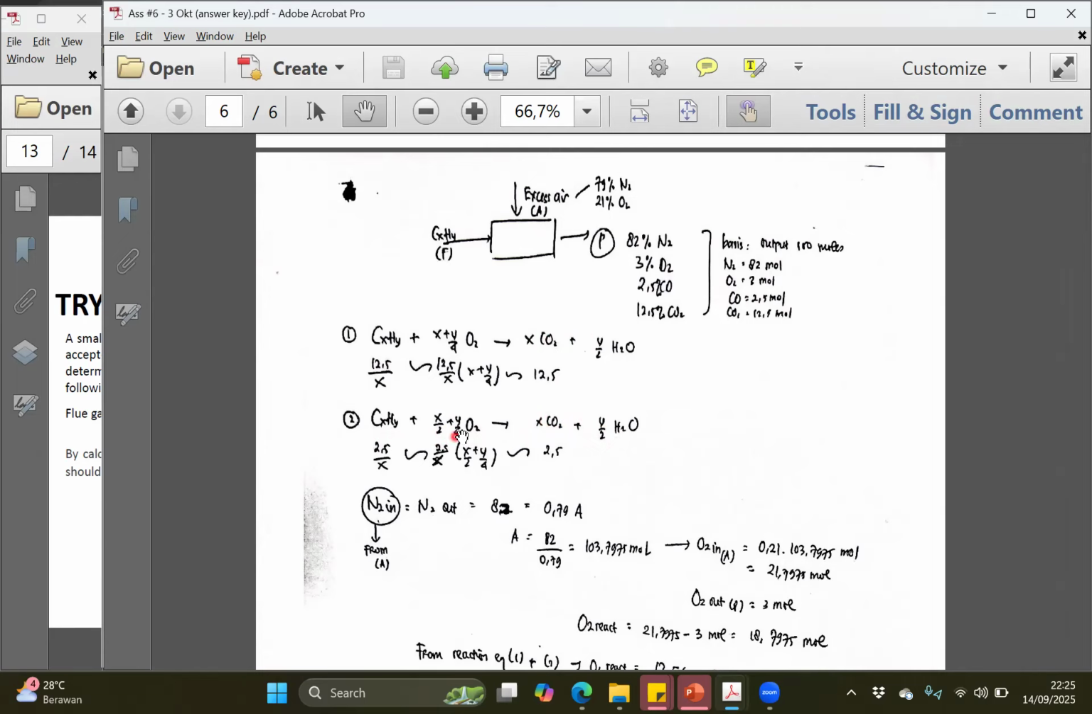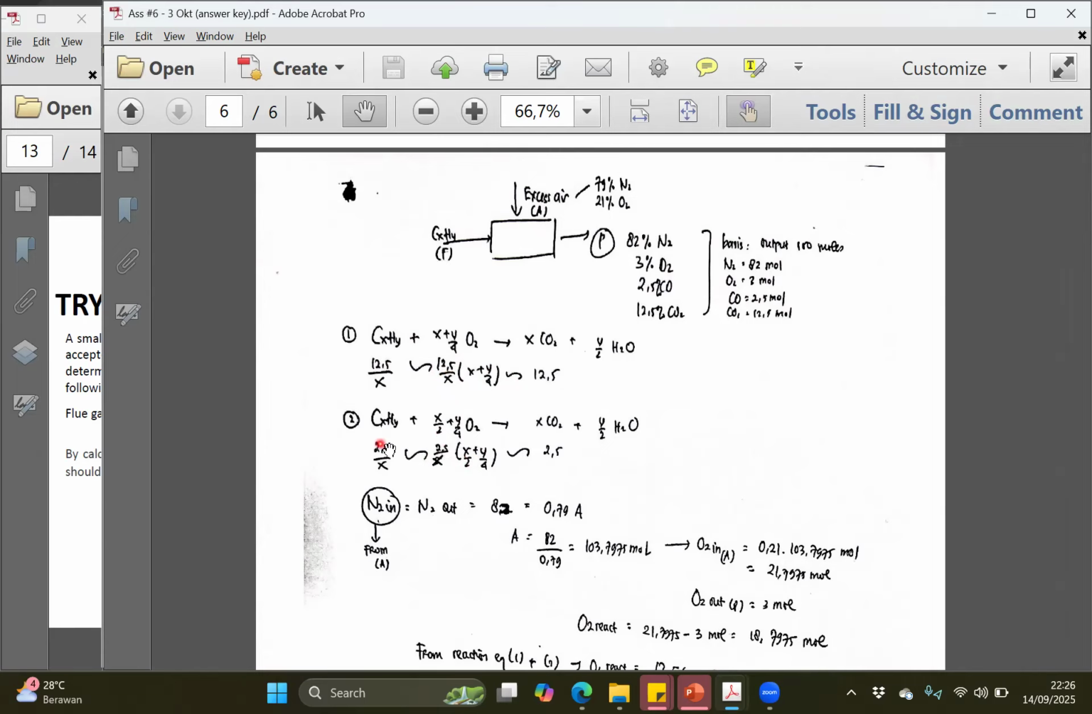The coefficients in front of the O2 are correct for both reactions. So this one is CO, this one is CO2. That's why I put 2.5 here for CO and 12.5 here for CO2. Using the coefficient in front of each component, I can find the moles of oxygen that are actually used in the furnace.